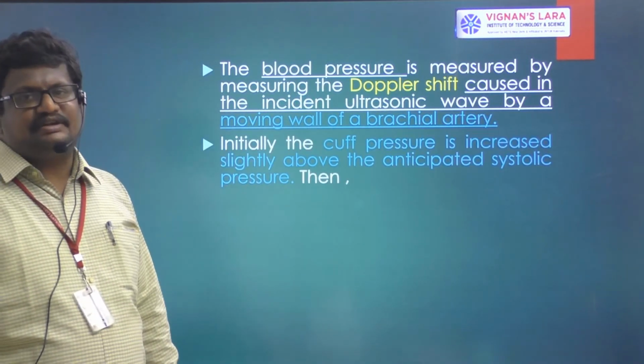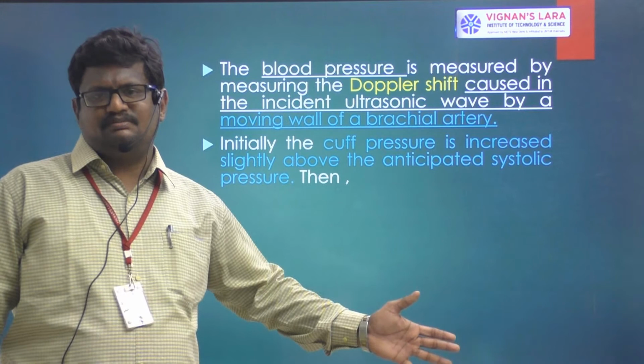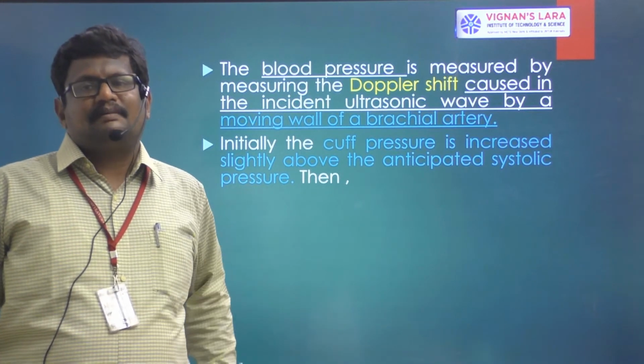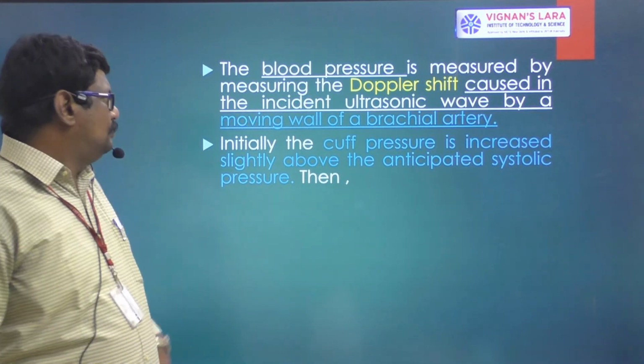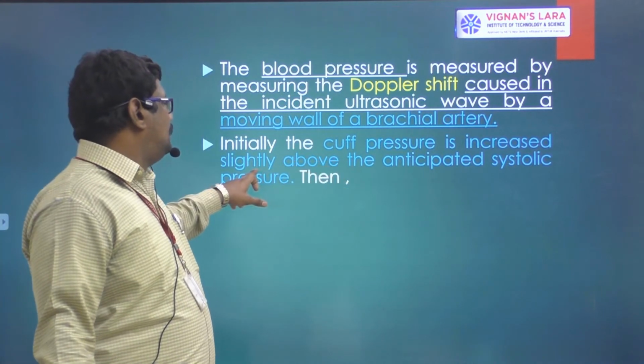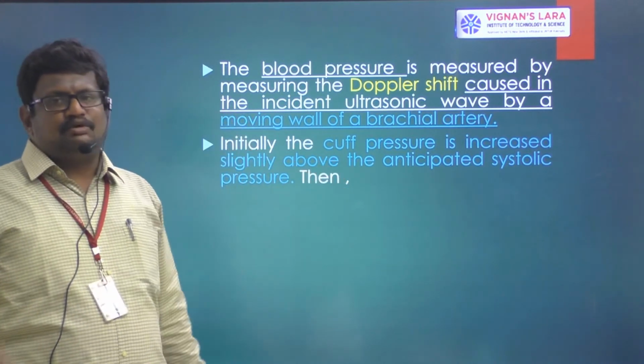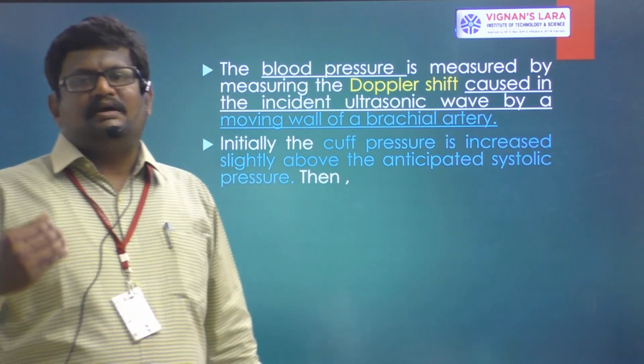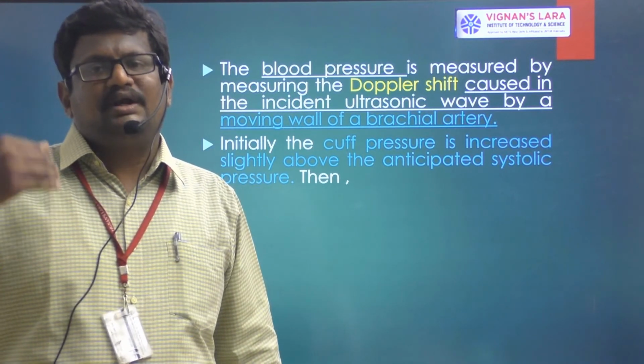Initially the cuff pressure is increased, otherwise the entire operation is the same as before. In yesterday's topic, indirect measurement by sphygmomanometer, initially we increase the cuff pressure to a value above the systolic pressure. So, 80 and 120. Above 120 we will increase.